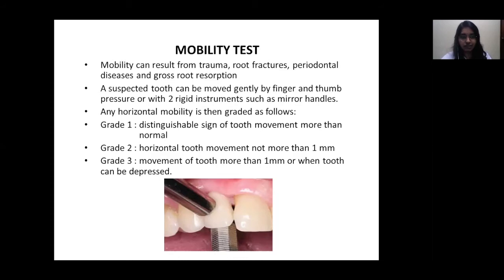If it is Grade 1 mobility, it indicates a distinguishable sign of tooth movement which is more than normal. If it is Grade 2 mobility, it means there is horizontal tooth movement not more than 1 millimeter. And if it is Grade 3 mobility, it means movement of the tooth more than 1 millimeter or when the tooth can be depressed.